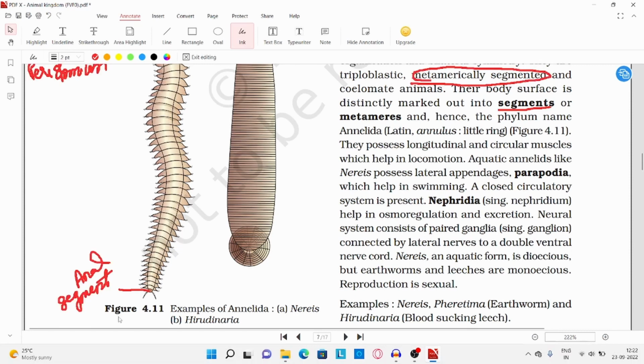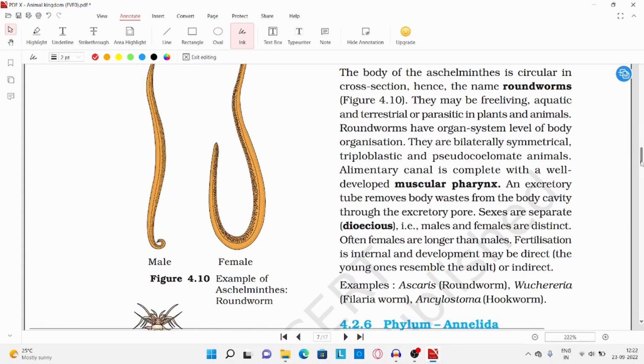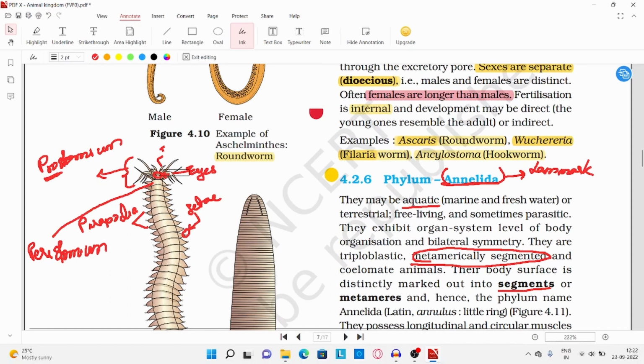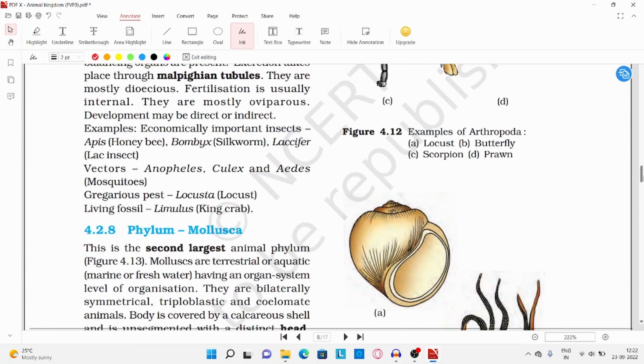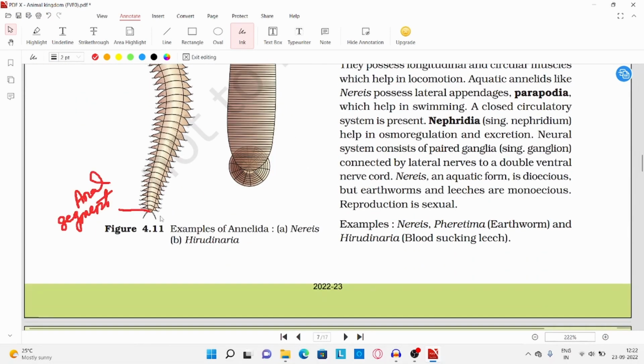Now you will notice that in the anal segment and in the first segment there are these tentacle-like structures. This is called cirri. So the tentacle-like structures in the head or in the peristomium are the peristomial cirri, and the tentacle-like structures in the anal segment are anal cirri. Cirri, remember this: anal cirri and peristomial cirri.